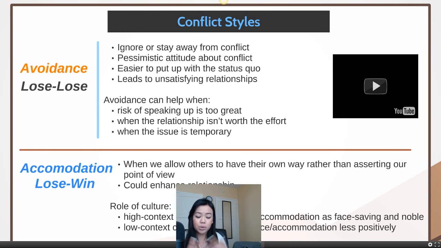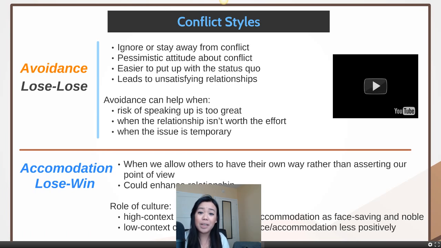Like I said, no style here is inherently right or wrong. It's really about what is appropriate in the given context. And so avoidance definitely helps when the risk of speaking up is too great in a lot of contexts. For example, work. You don't always want to bring up conflicts, especially if you're having one with your superior who might use that against you in some sort of way. That's just one example, but sometimes there's a lot of risk of saying something or bringing up a conflict, right?